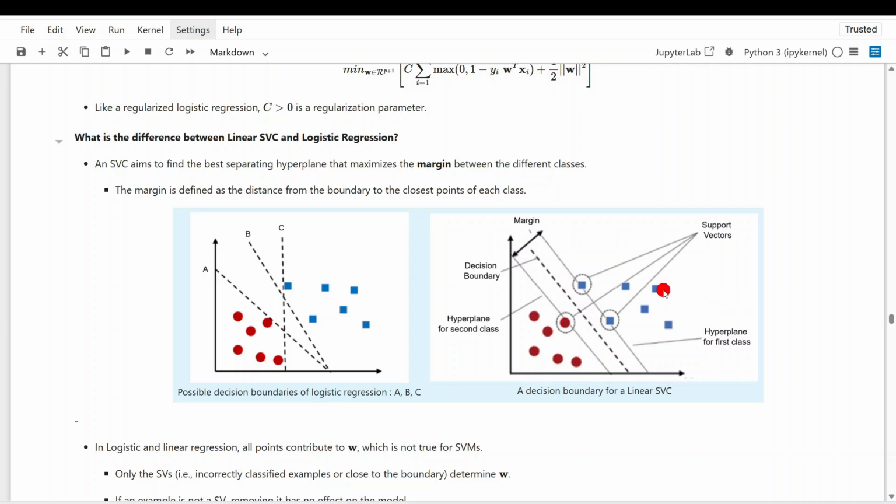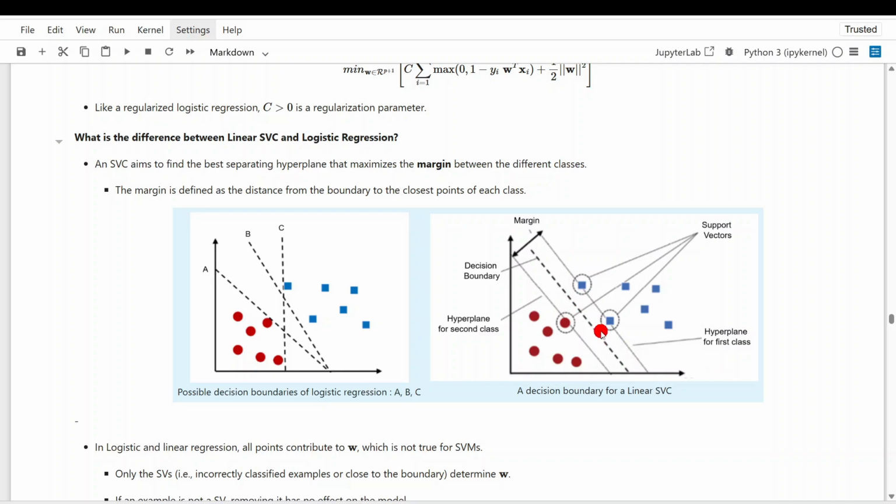Now let's consider a support vector classifier. With the same blue and red points, a support vector classifier aims to maximize the margin between the different classes. So the support vector classifier considers two hyperplanes: one hyperplane for the first class, the blue points, and another hyperplane for the red points. Then with these two hyperplanes, it tries to maximize the margin, or the distance, between them. So the support vector classifier decision boundary would be represented by this broken line.